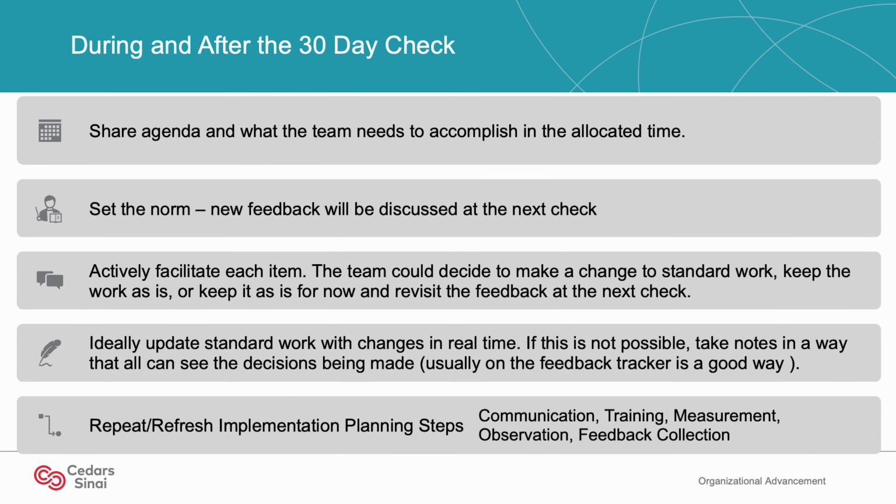If you're leading a 30-day check, here are some key things that you should do during the meeting. Ensure you share the agenda of what the team needs to accomplish in the allotted time. Set the norms of the meeting, such as new feedback will be discussed at the next check. Actively facilitate each agenda item so that you can keep the agenda on track and ensure the right conversations are taking place. Ideally, update the standard work with any changes in real time with the group. If it is not possible, take notes in a way that all can see the decision being made.